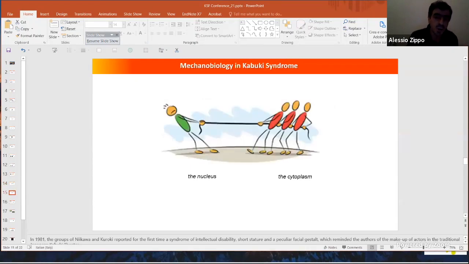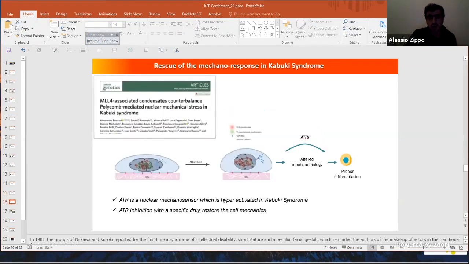In the Kabuki syndrome, what we think is happening is that we have a disequilibrium of these forces because of the softening of the nucleus, so now the cells are no longer able to properly respond to these external mechanical stimuli. What is that going to cause? Well, this causes an incapability of cells to properly differentiate into, in this case, chondrocytes and osteocytes.